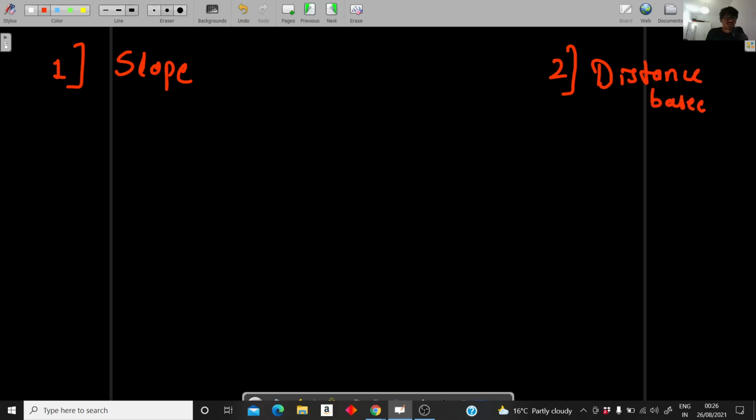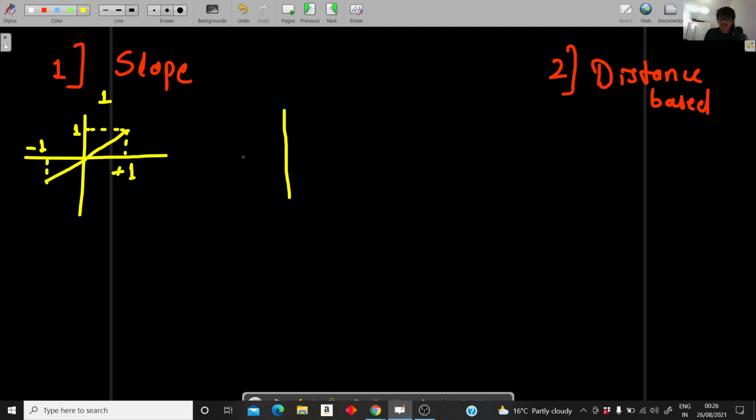So let me have the slope based approach first. In order to explain it, let me quickly draw one line, and let's say this is plus 1, and this is minus 1. Let's say there is some slope, and let's say this is a slope of 1 as well.